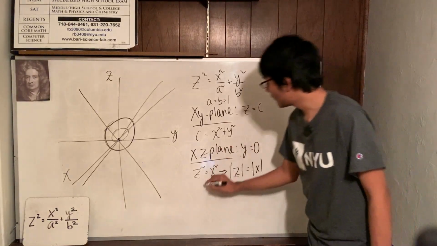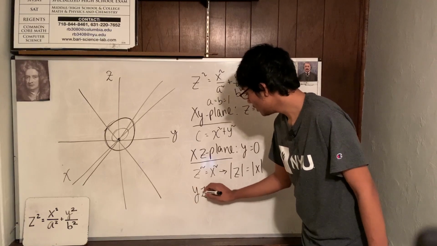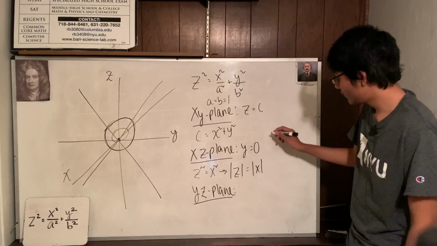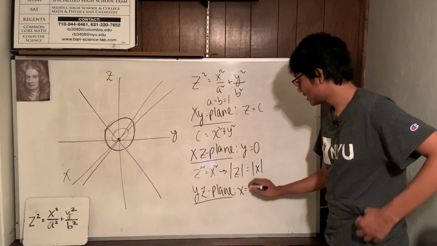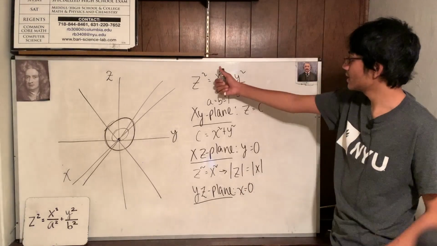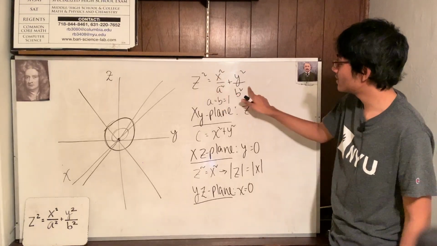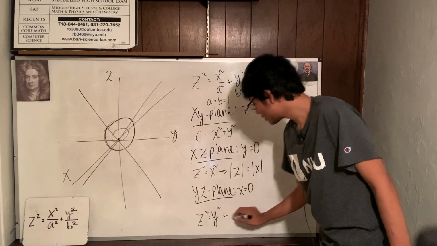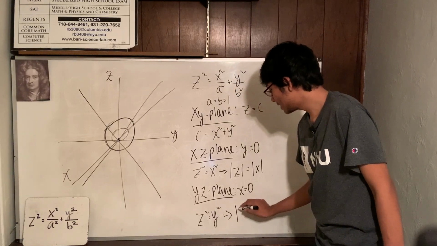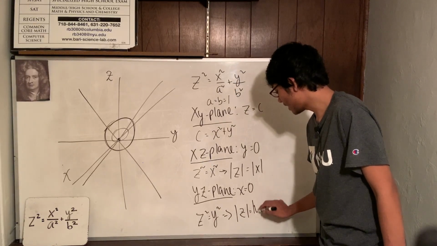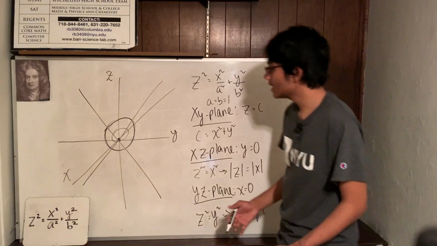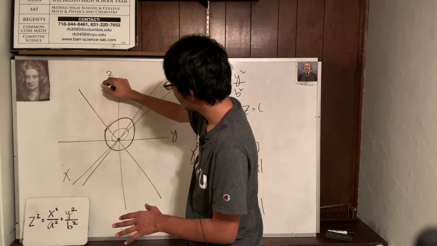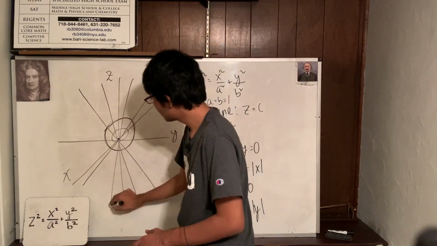Not too bad. And finally, let's look at the yz plane. To look at the yz plane, what variable do I have to fix? Go ahead, fix the x variable. Set it to 0, and what do we get? Take this term, pop it out, and we have z squared equals y squared. Same story here. We get the absolute value of z equals the absolute value of y. So we get yet another kind of x shape.